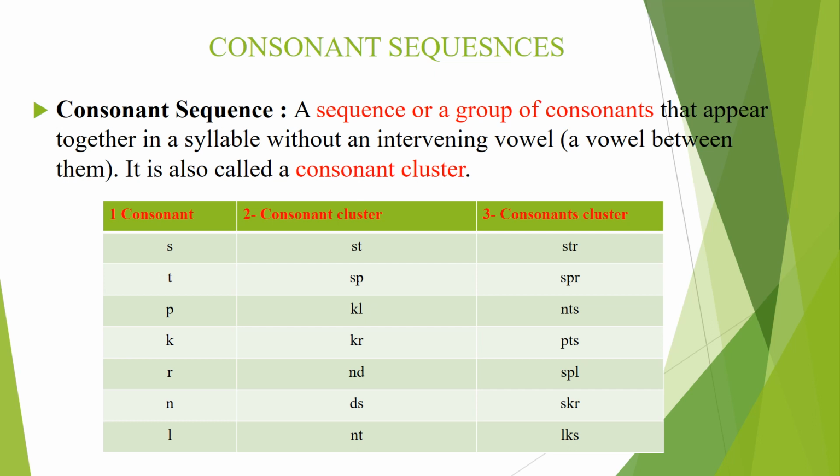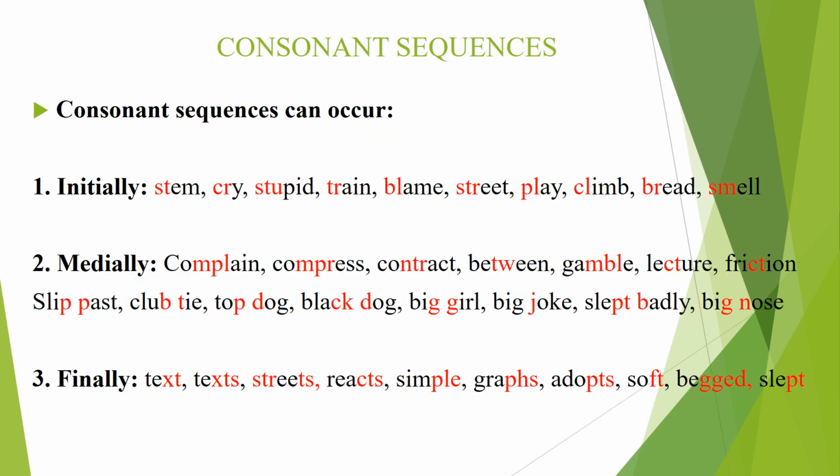Now, consonant clusters can also be four consonant cluster, five, six, seven consonant cluster, but they all come in phrases and in the final position. Consonant sequences can occur initially in the beginning of words, medially in the middle of words, and finally in the end of words. Now, for example, initial sequences: stem, cry, stupid, train, blame, street, play, climb, bread, smell.